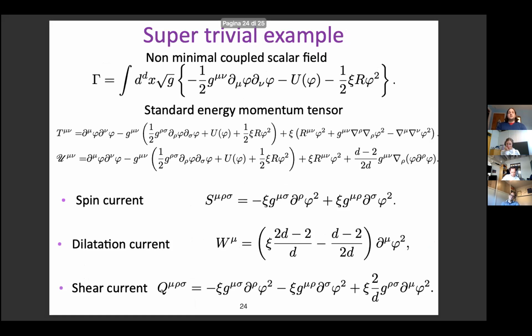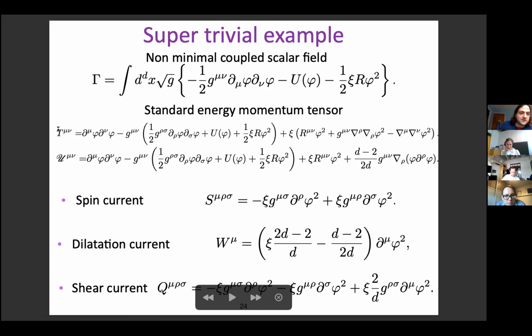And that's the answer to Alexander: we did a super trivial example. We considered a non-minimally coupled scalar field. In this case there is no dissipation. There is only one scalar field with a potential, non-minimally coupled. I say super trivial because it's not really a nice example, but these objects are generic, different from zero.